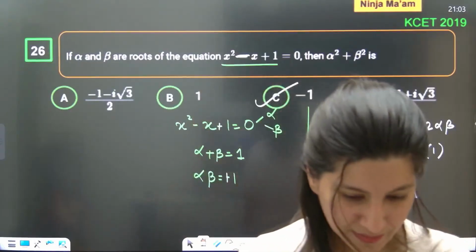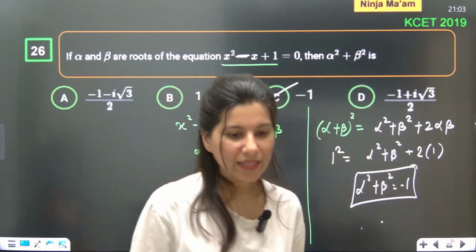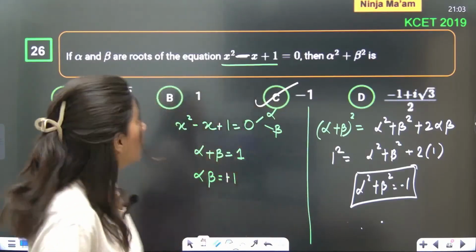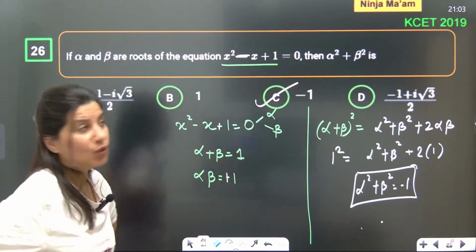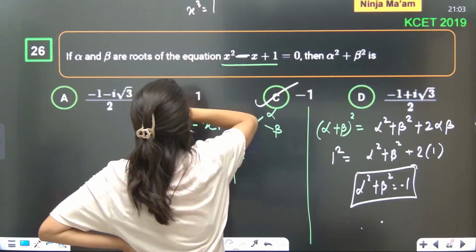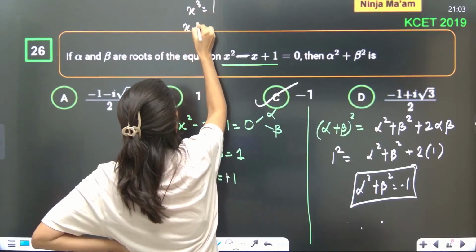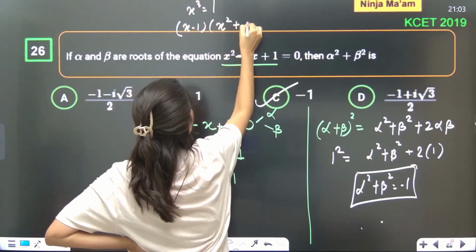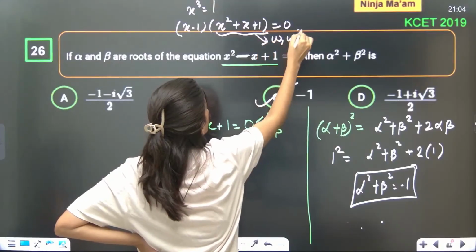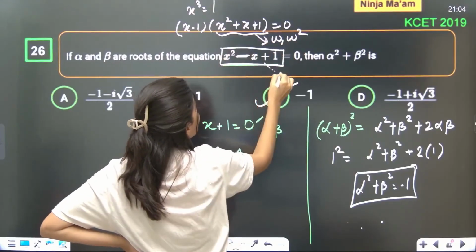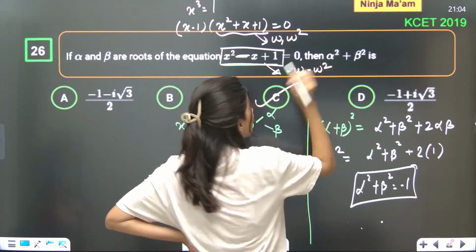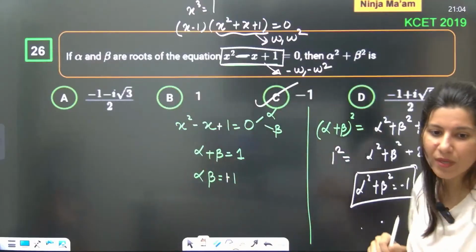Ma'am, can we do it like the roots are omega and omega square? No, actually listen, x cube is equal to 1, so the roots of this equation, x minus 1, x square plus x plus 1, will be omega and omega square. But if I talk about this equation, the roots will be minus omega and minus omega square. So minus omega and minus omega square will work for you.